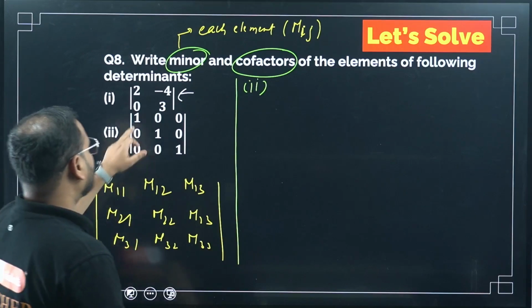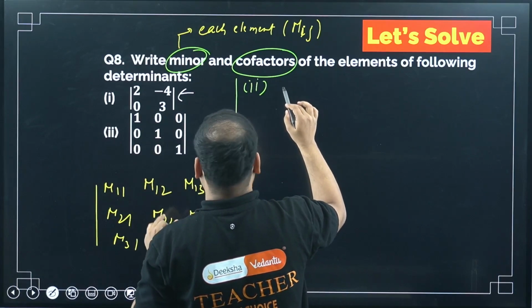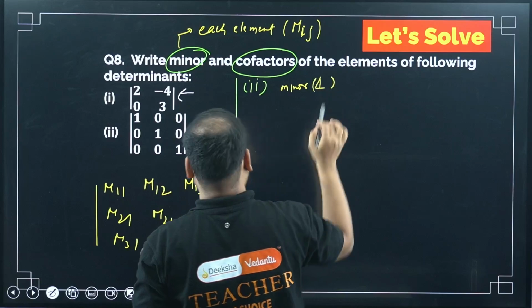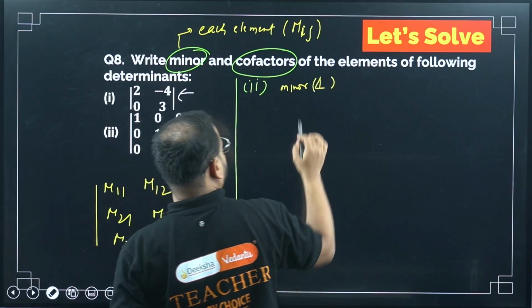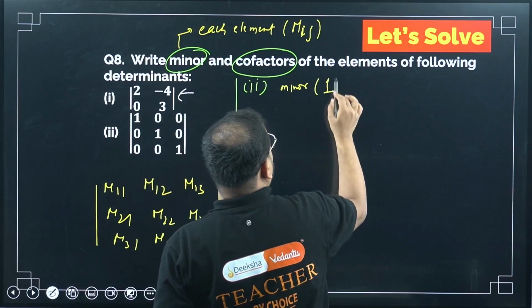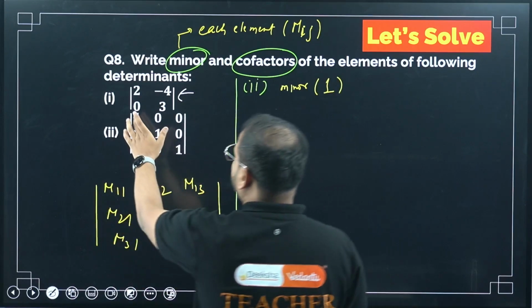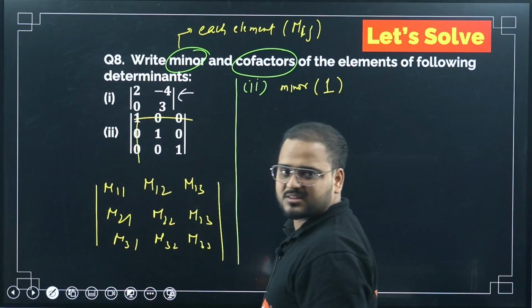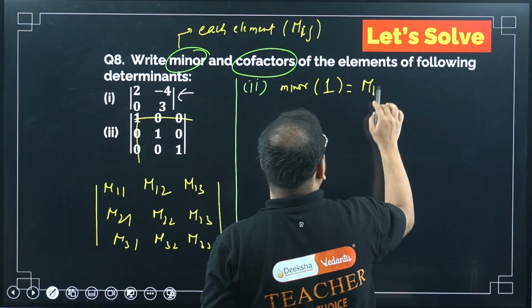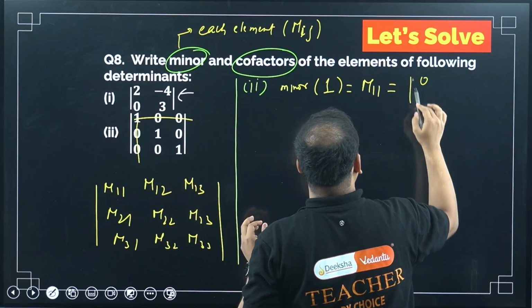We'll see how. Let's say I'm finding the minor of 1. I'll write over here minor for this 1. How will I solve this? I will not consider this row and column. I'll have only this left. So I can write M11 as the determinant of 10.